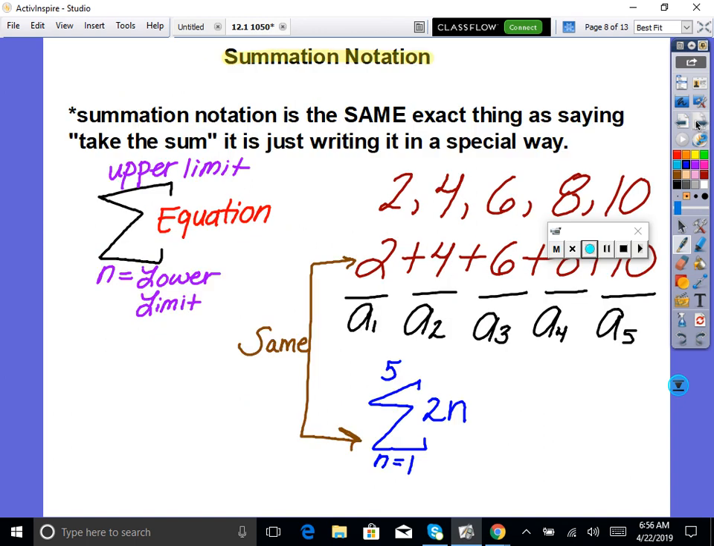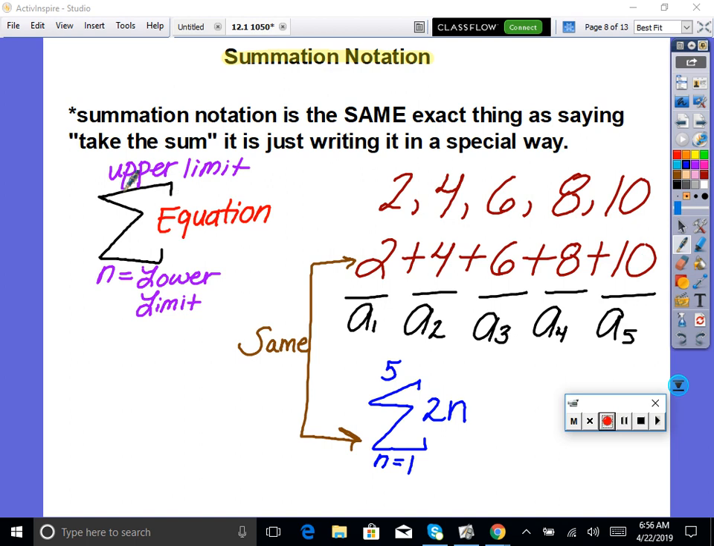Okay, so now this is the last little piece of the lesson here. Is writing summation notation. I'll just read it first and then I'll explain. Summation notation is the same exact thing as saying take the sum. It is just writing it a special way. So right here, guys, I'm saying take the sum of 2 plus 4 plus 6 plus 8 plus 10. You guys see what I said here? Well, we can write that it's just the exact same thing as 2 plus 4 plus 6 plus 8 plus 10, but in what's called summation notation.